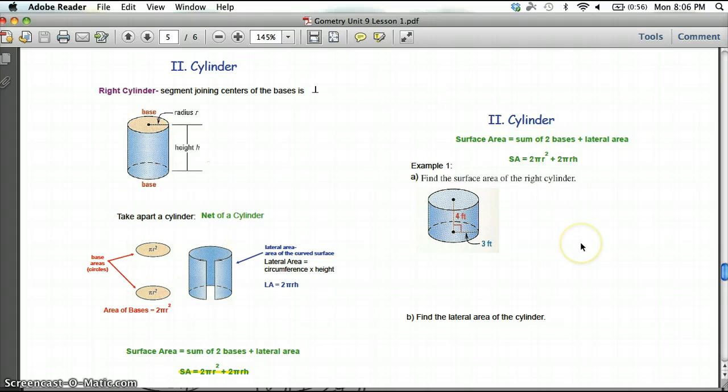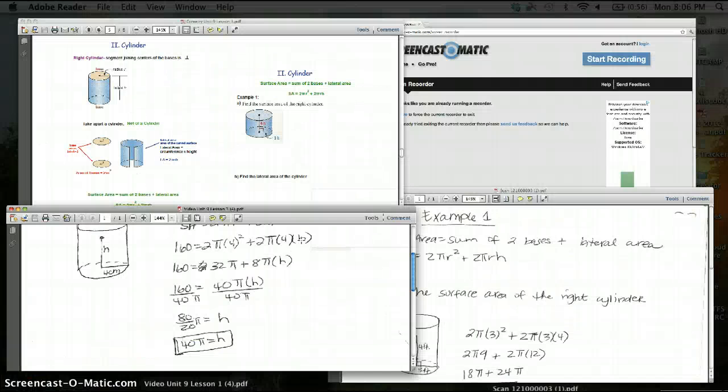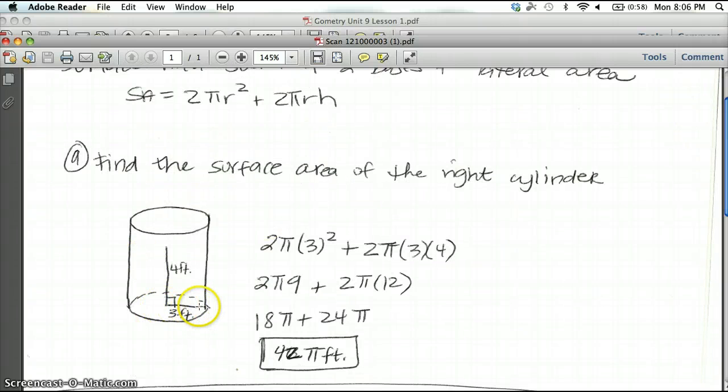Example 1 says, find the surface area of the right cylinder. So let's look at our example. Again, our surface area is 2 pi r squared plus 2 pi radius times height. Remember, the radius of my circle is 3 and the height of my entire cylinder is 4. So now we're just going to plug in. We've got 2 times pi times the radius, my radius is 3, so 3 squared, plus 2 pi times my radius times my height. My radius is 3 and my height is 4. So 3 squared is 9, so that's 2 pi times 9 plus 2 pi, 4 times 3 is 12.